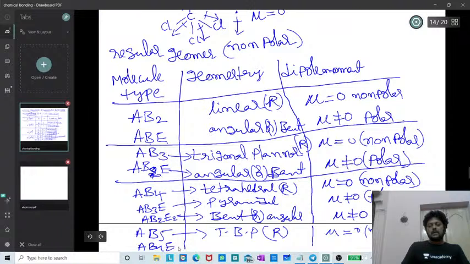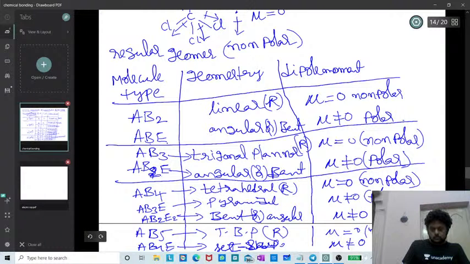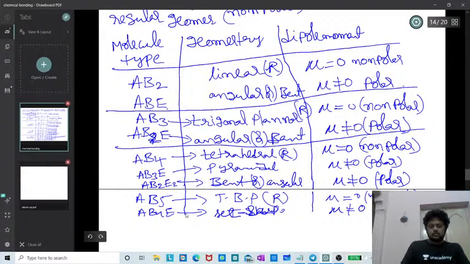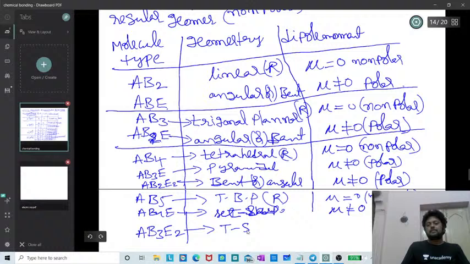Next, AB4E. It is a seesaw shape. It is not a regular geometry. Nu is not equal to 0, polar. Next, AB3E2. It has a T shape. T shape is not a regular shape. Nu not equal to 0, polar.